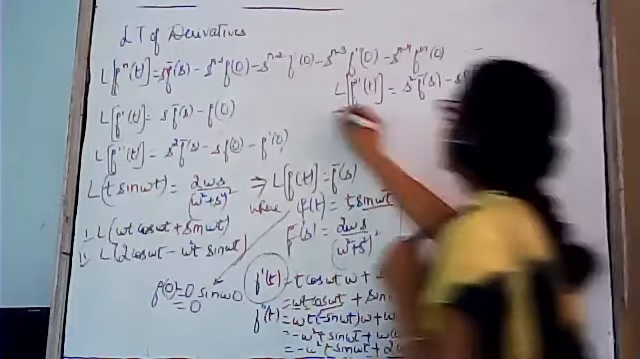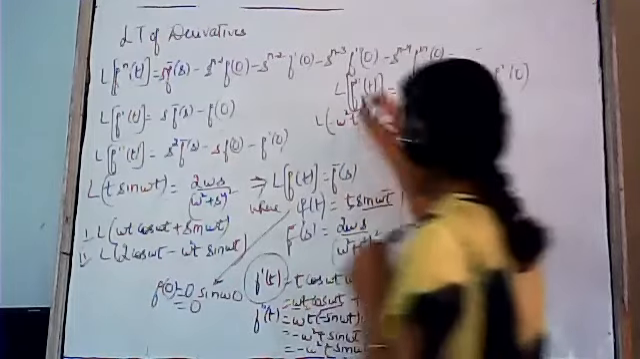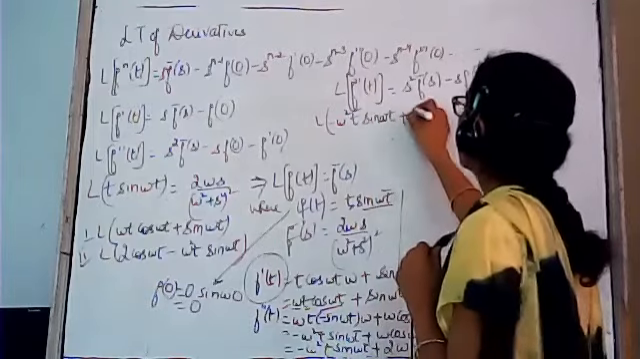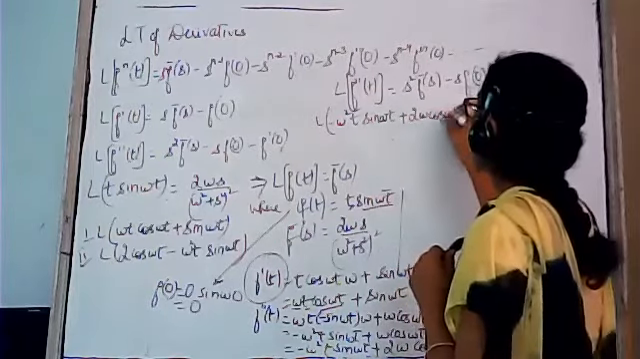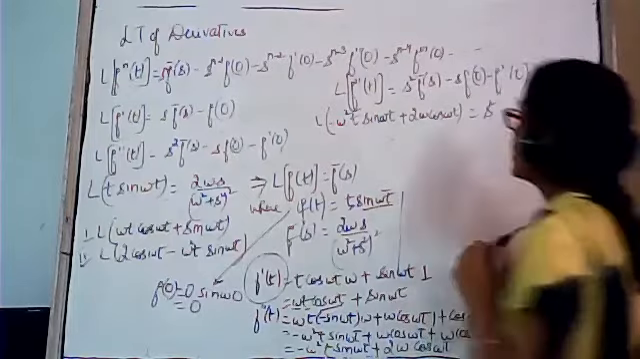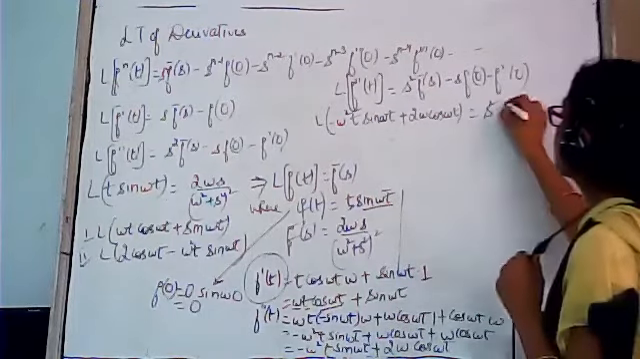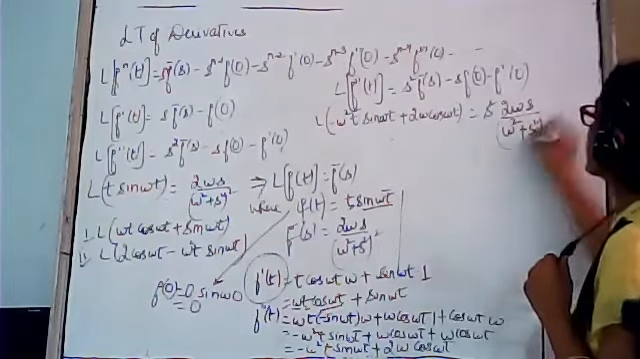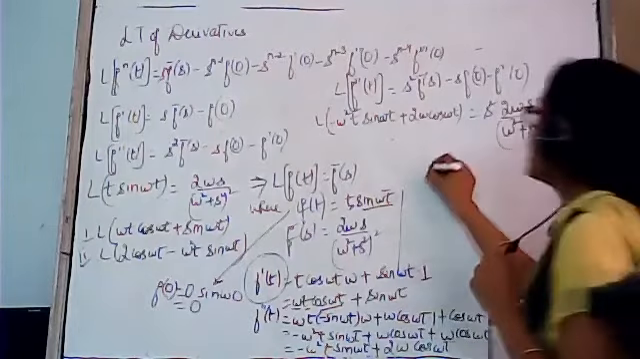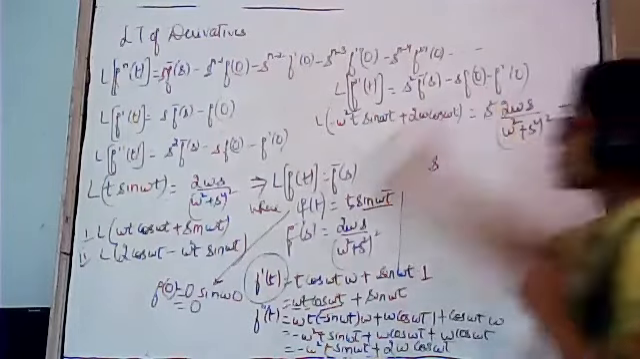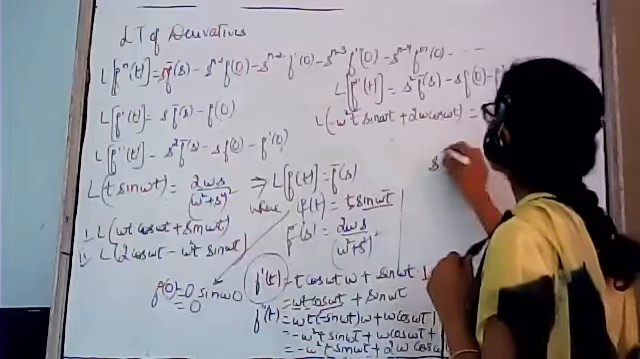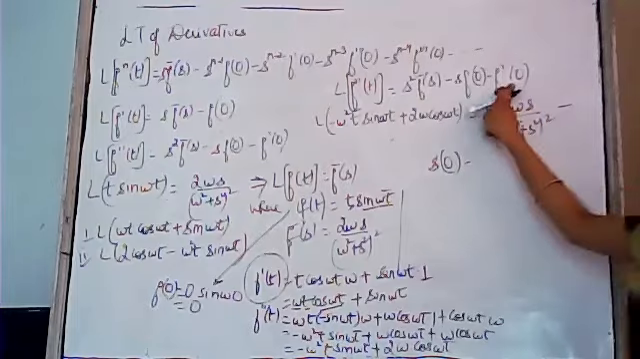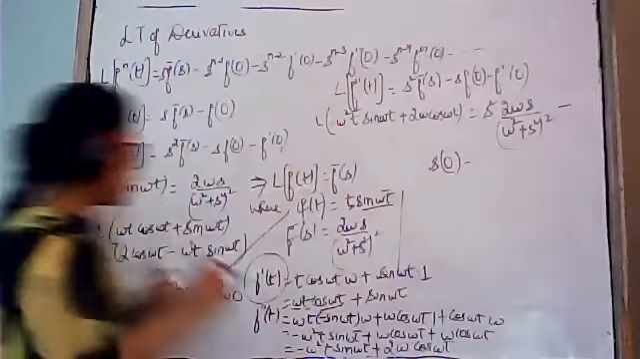The value of f double dash t is minus omega square t sin omega t plus 2 omega cos omega t equals s square f bar s. The value of f bar s is 2 omega s upon omega square plus s square the whole square, minus s, which will remain as it is, into f of 0. The value of f of 0 is 0, minus. Now we want the value of f dash 0. Where will the value of f dash 0 come from?